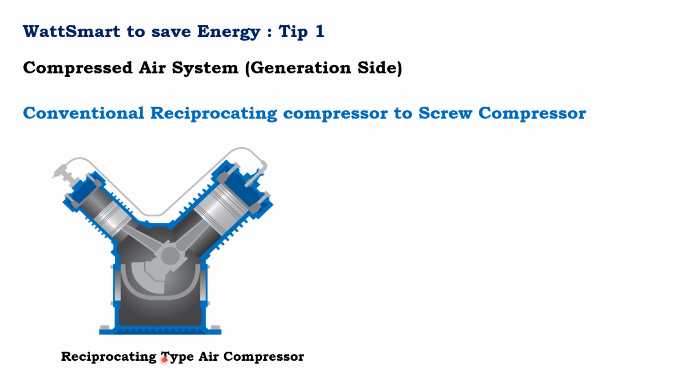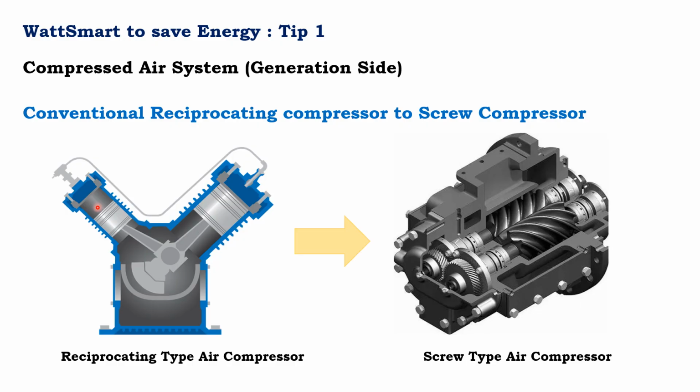This is a typical configuration of a reciprocating type air compressor, wherein the air is compressed between these pistons and pumped to the compressed air network, which is there in any factory or application. And here we have upgraded a simple reciprocating lubricated compressor to a screw lubricated compressor, and it has really delivered better energy consumption and also offset the need for thermal energy use in the plant.